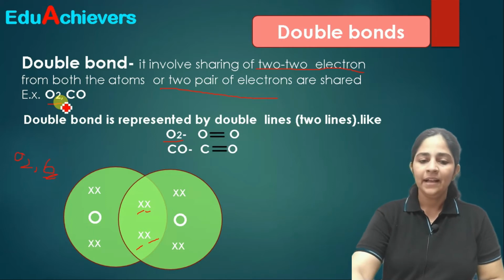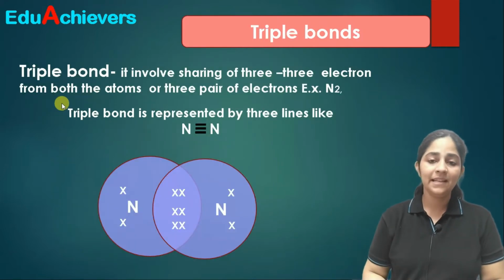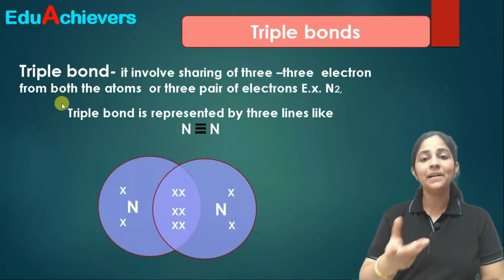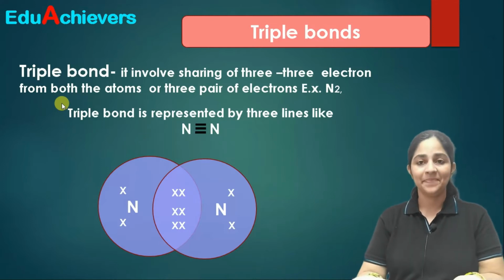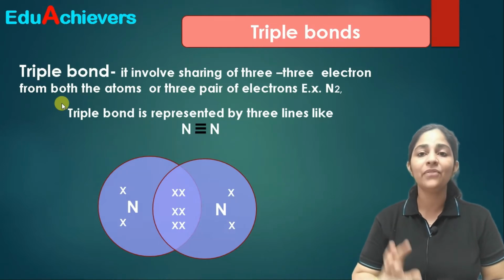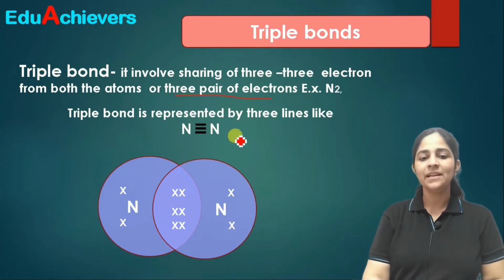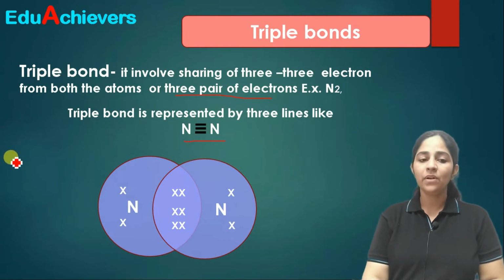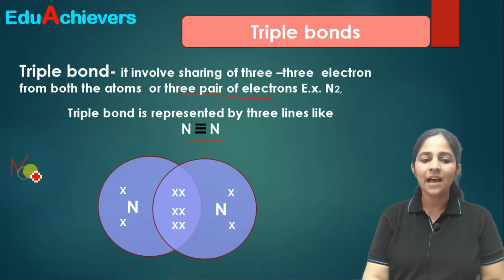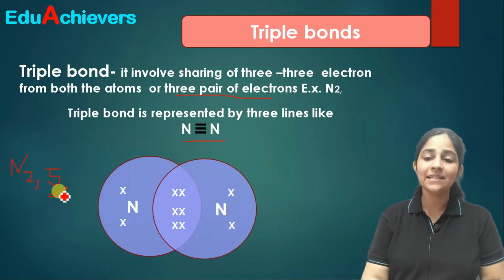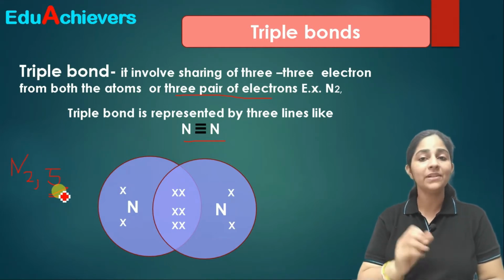Moving on further, as the name indicates, the third type of covalent bond is the triple bond. Triple means 3. So here 3 pairs of electrons are being shared. Now we have taken the example of nitrogen. Nitrogen, you are aware, has atomic number 7, that means its configuration is 2 and 5. When we talk about this 5, how many electrons does it further need? It needs 3 electrons to complete its octet.